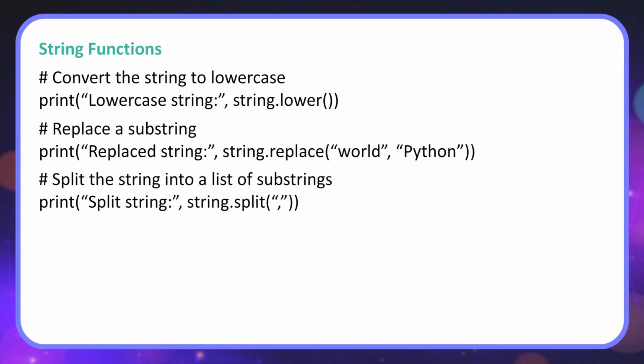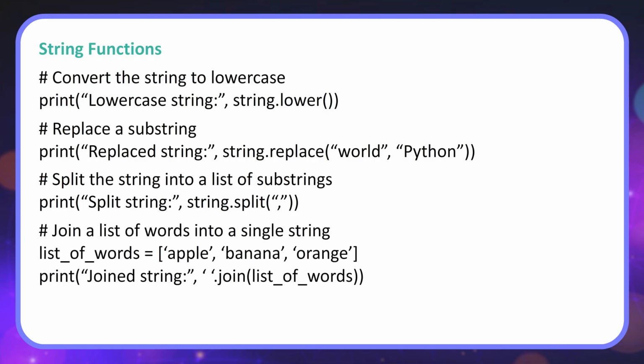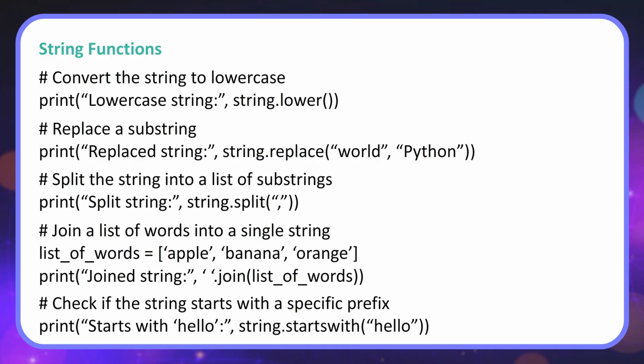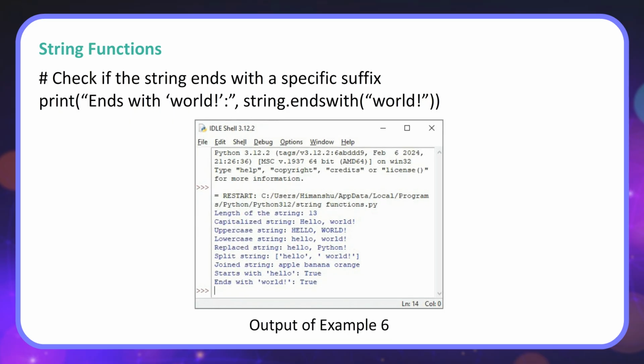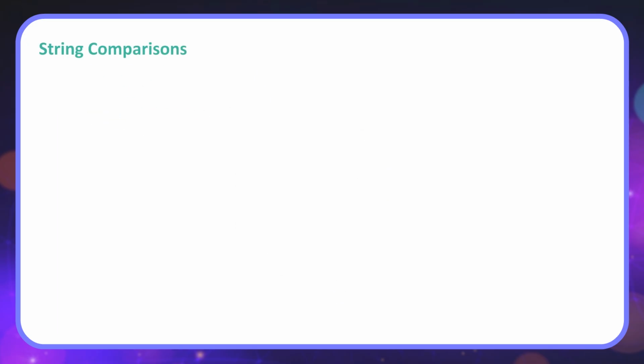Split the string into a list of substrings. print('Split string:', string.split(',')). Join a list of words into a single string. list_of_words = ['apple', 'banana', 'orange']. print('Join:', string.join(list_of_words)). Check if the string starts with a specific prefix. print('Starts with Hello:', string.startswith('Hello')). Check if the string ends with a specific suffix. print('Ends with World:', string.endswith('World')). Output of example 6.